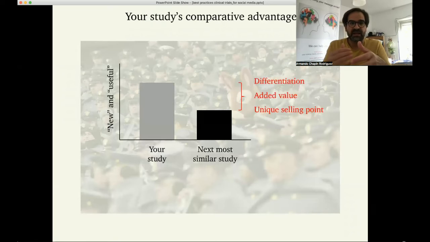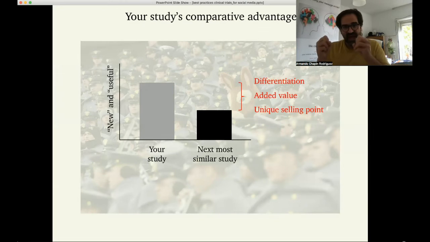What you're trying to do really is establish a comparative advantage, something your study does that almost no other study in the literature has done. Your added value, your unique selling point. Whether that's because you use a particularly long follow-up, whether it's because you include additional markers or factors or processes, you do something that's more comprehensive, you correlate genomics with the clinical presentation, whatever it might be, that's where you need to emphasize, because probably that's where your unique selling point or your added value lies.